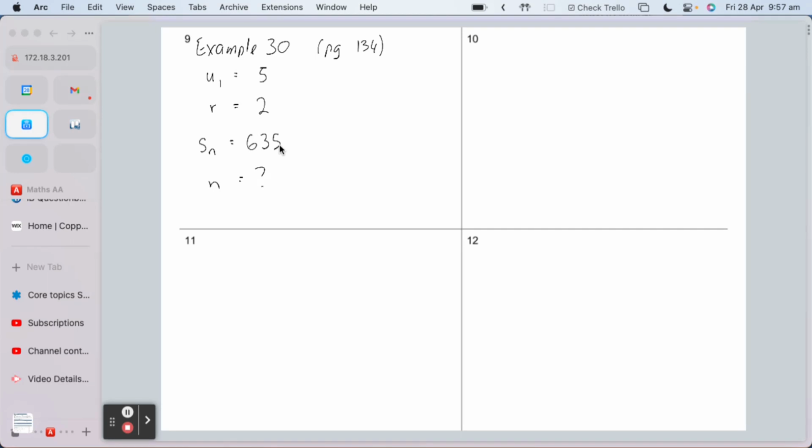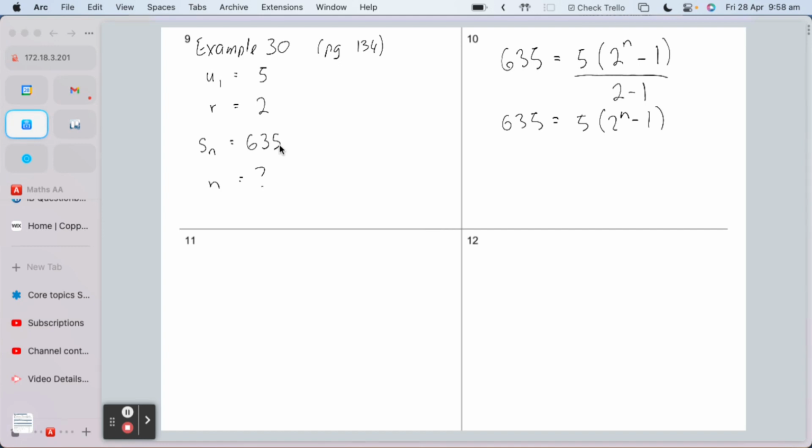and go Sn, 635, is equal to U sub 1, which I have, 5, outside of, now it doesn't matter which format I use, but I'm going to use 2 to the power of n, and I don't know what n is, minus 1, all over 2 minus 1. And I might simplify that one extra step there because I reckon I can do 2 minus 1 in my head without too much drama. So I'll have 635 is equal to 5 lots of 2 to the power of n minus 1.